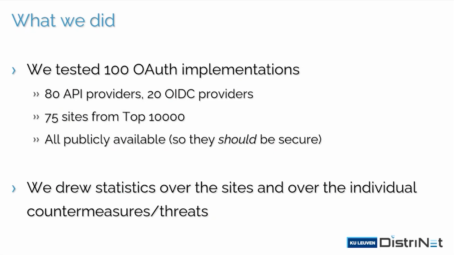From the 100 websites, 75 of them were in the top 10,000. Actually, many of them were in the top 100. So it's not that we just tested sites that no one has ever heard of. This list of 100 websites also includes the big names like Microsoft, Facebook, Google, LinkedIn. All these big names are in there and are in the results. And so we tested these 100 websites, and then we drew statistics over our results to see what the actual state of practice within the general OAuth implementation ecosystem is.